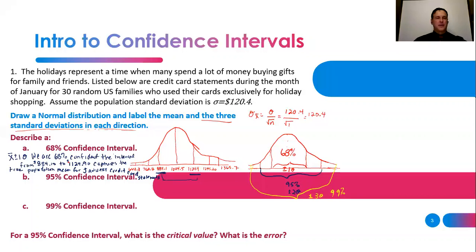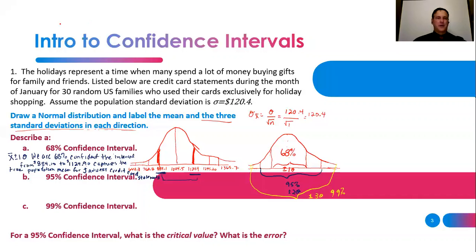The interval from $884.10 to $1,124.90. Okay, that's from here to here. If I darken these boundaries here on my normal curve, it captures the true population mean for January credit card statements. And what we're basically saying is this.